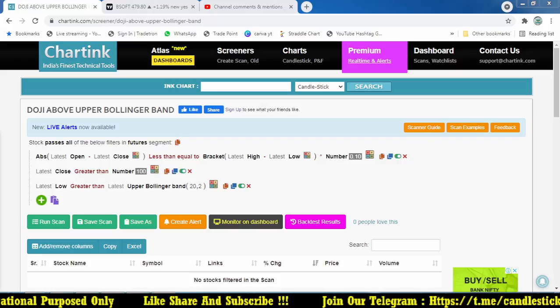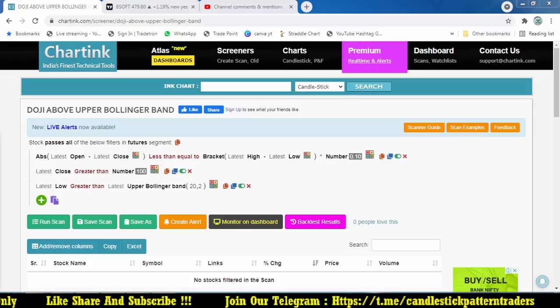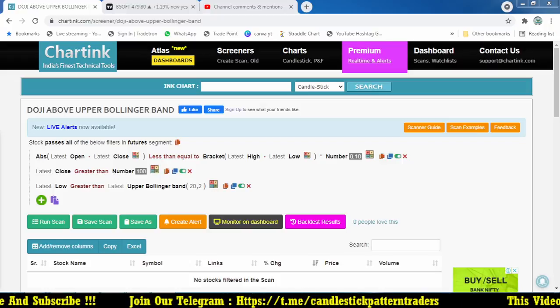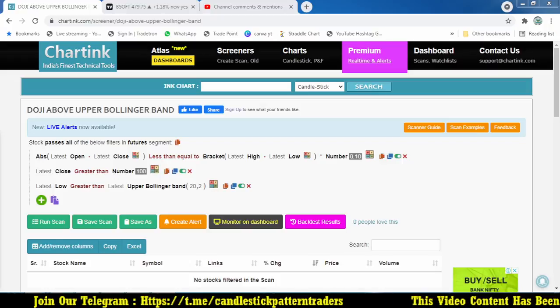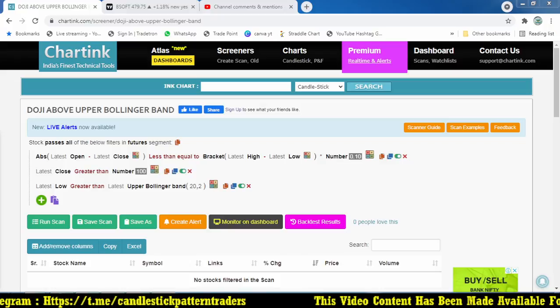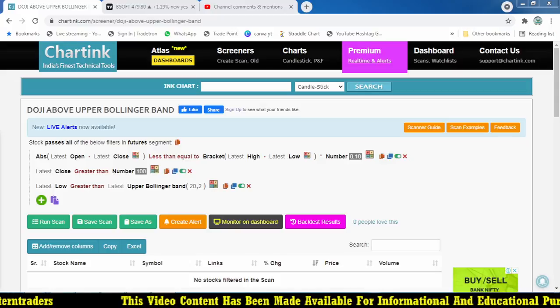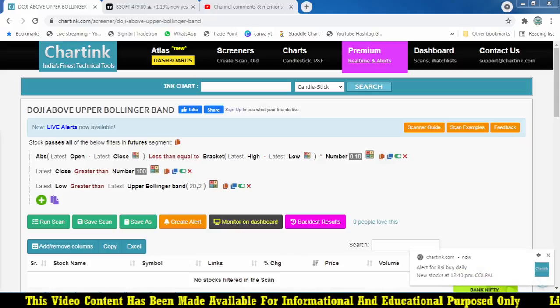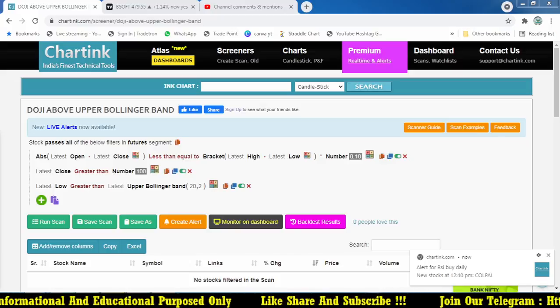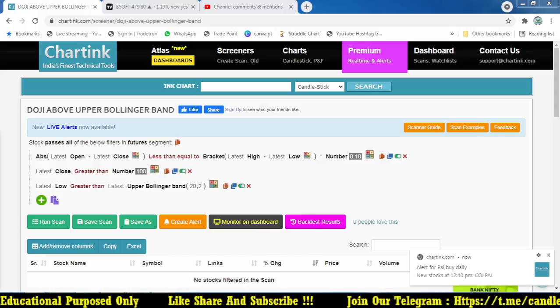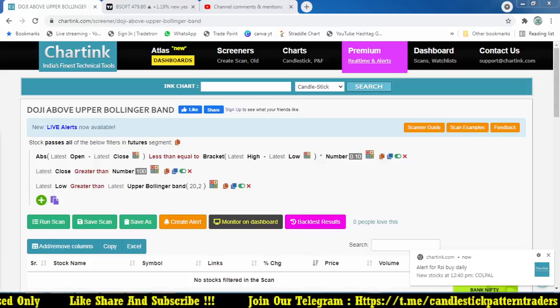We can find out the lowest level of the market, and this scanner will help you to trade. The previous scanner I did was for the upper Bollinger Band. This scanner I am going to do for the lower Bollinger Band. This code is very easy to do because we already created a code which will help you find the stocks forming a Doji candle over the upper Bollinger Band. So this will help us.